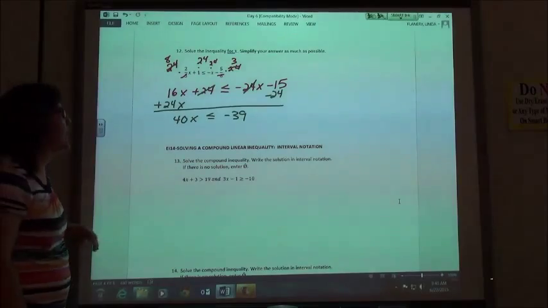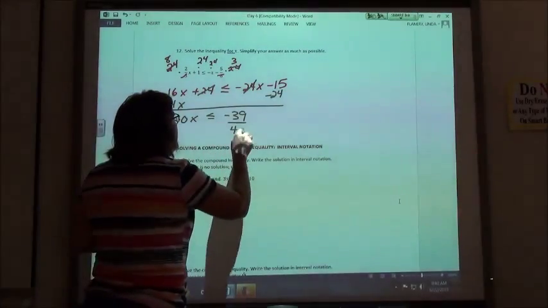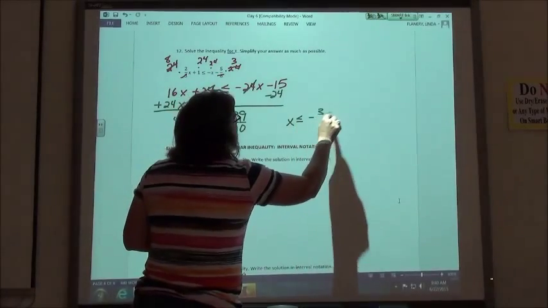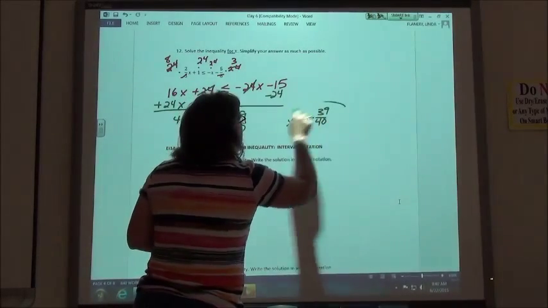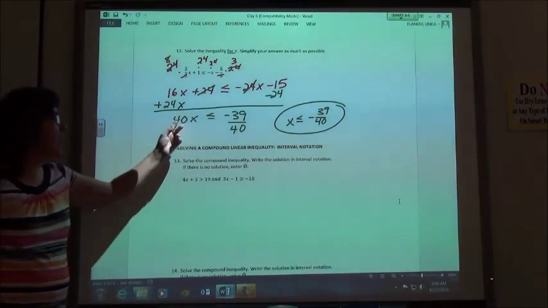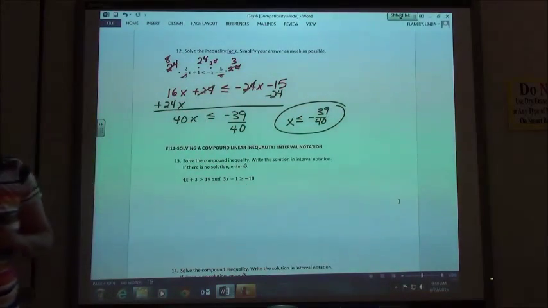Again, on this one, we're dividing by a positive number, so we don't have to flip our sign. x is less than or equal to negative 39/40 then. So just watch, if you do divide by a negative, that you reverse your inequality. We didn't have any that we had to do that on, but you will.